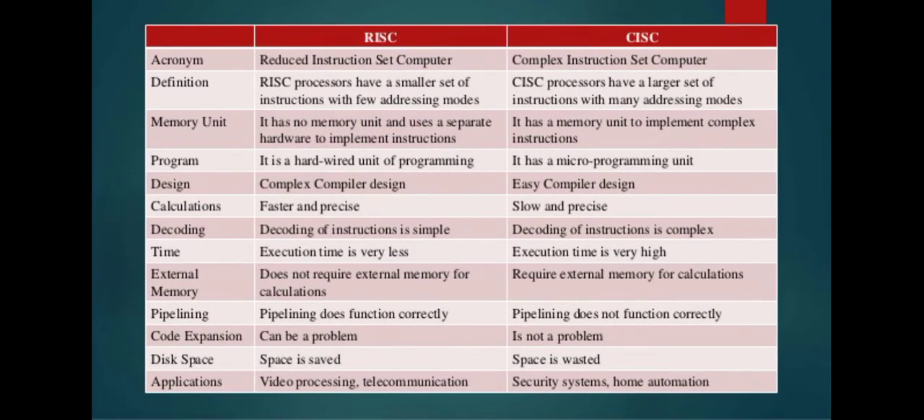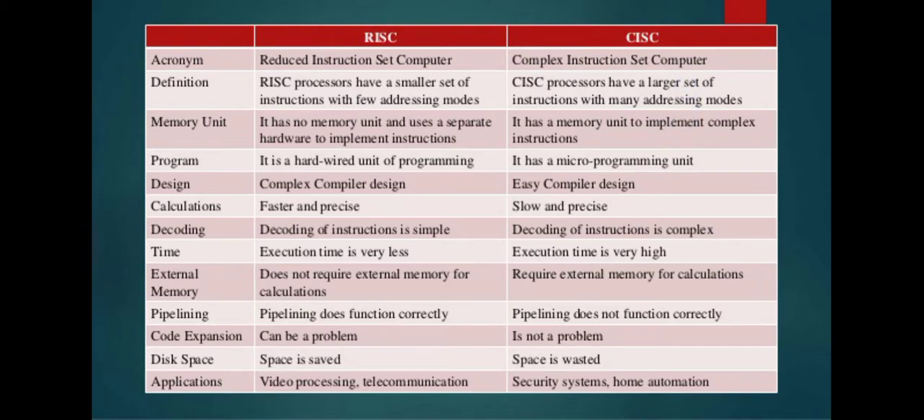So let's look at the difference between RISC and CISC. Acronym: reduced instruction set computer, and CISC is complex instruction set computers. Definition: RISC processors have a smaller set of instructions with few addressing modes, while CISC processors have a large set of instructions with many addressing modes.